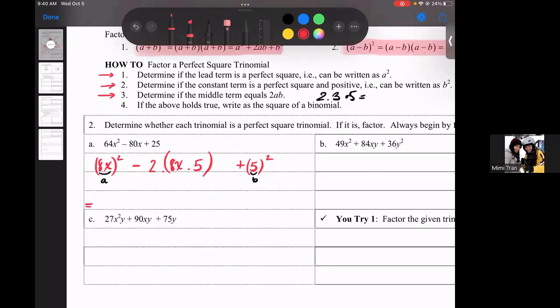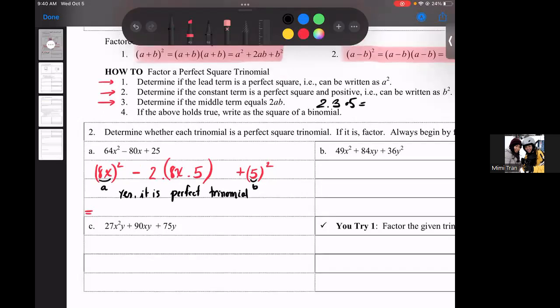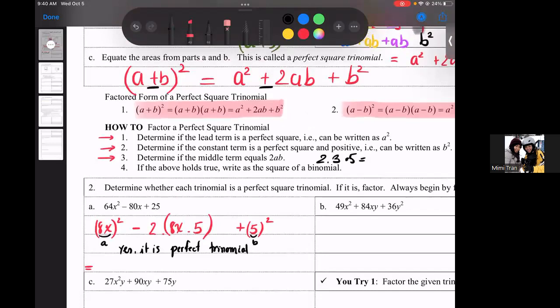So yes, it is a perfect square. Perfect. So now this part right here, you confirm that it is a perfect square trinomial. All you have to do is remember this equals this. All you do is a plus or minus b, all squared, right? In this case, minus. So what is a here?